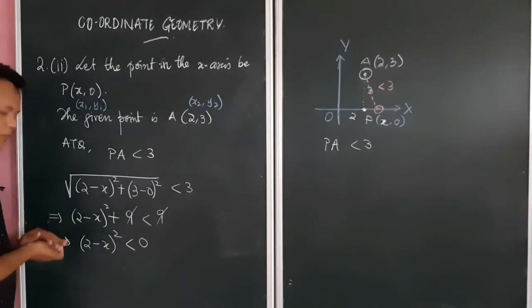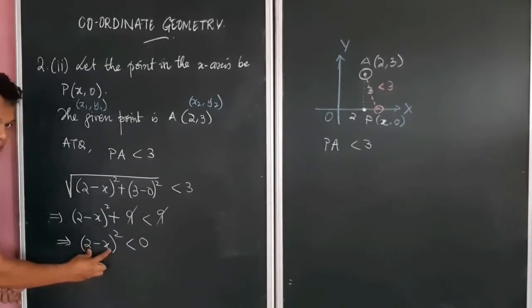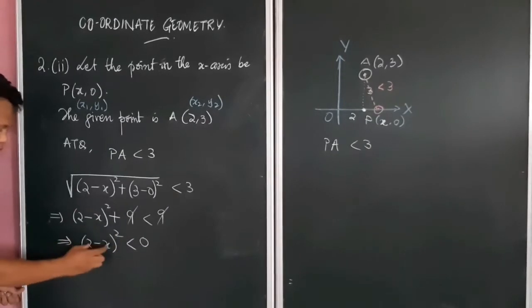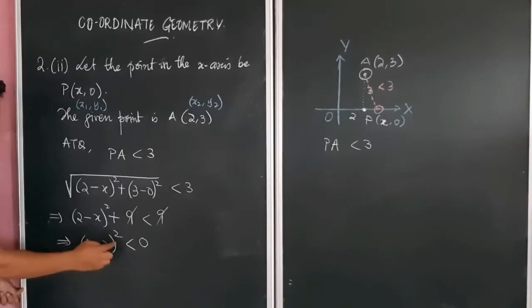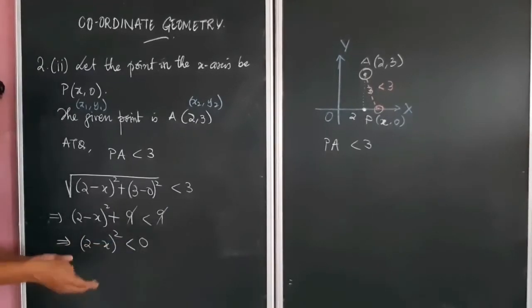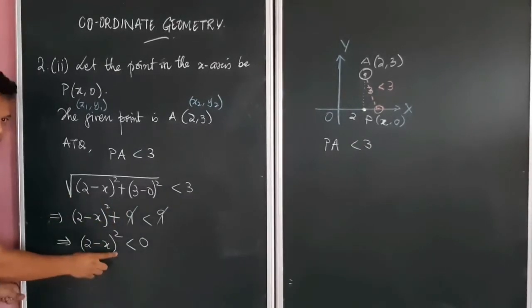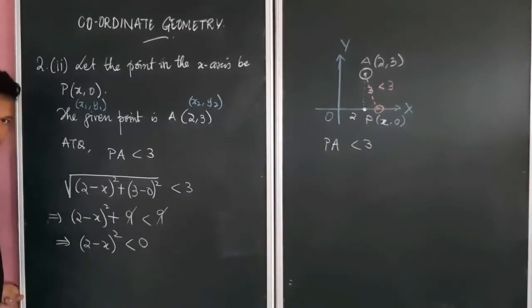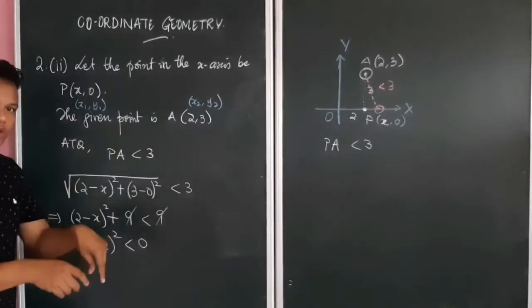Now, if you see here carefully, this is a perfect square, isn't it? Can the square of any number be less than 0? Less than 0 means it should be negative, right? Now, can the square of any number be negative? No, right? We don't have any number whose square is going to be negative.